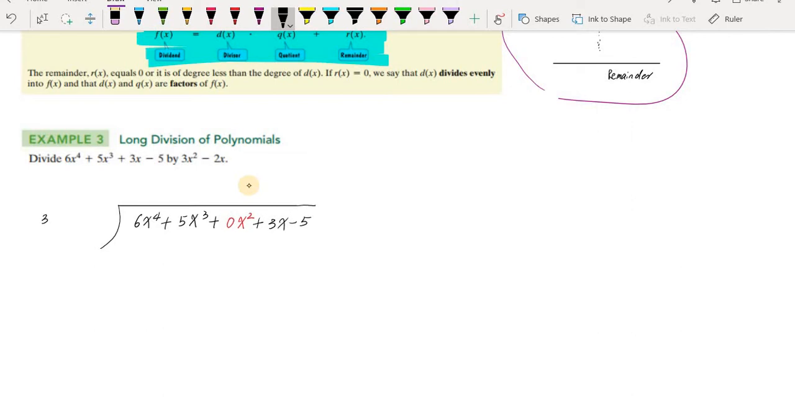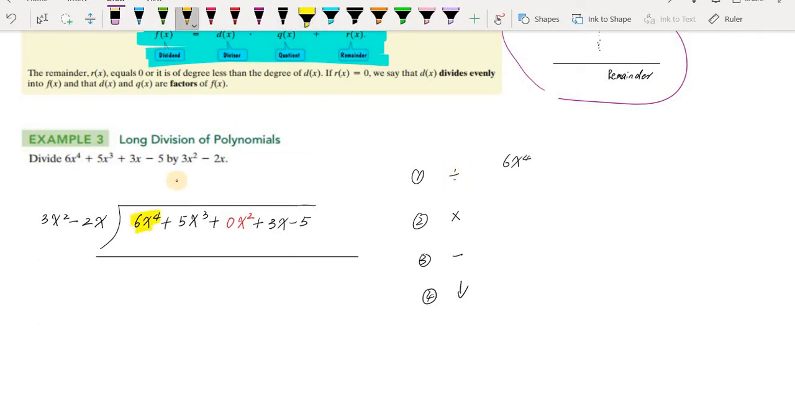My divisor is 3x squared minus 2x. So once we have this, let's go ahead and do the steps: divide, multiply, subtract, and then bring it down. Okay, this is step 1, 2, 3, 4. Then we'll just repeat. When we divide, we're going to use 6x to the 4th power and divide by 3x squared. This whole thing will give me 2x squared. Okay, so we're going to put this on the top.